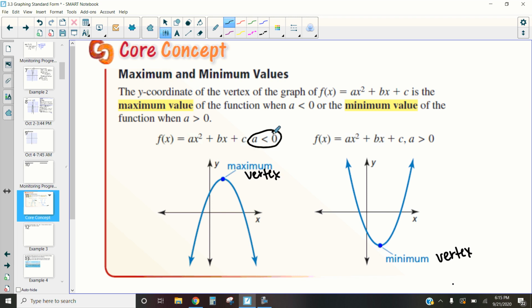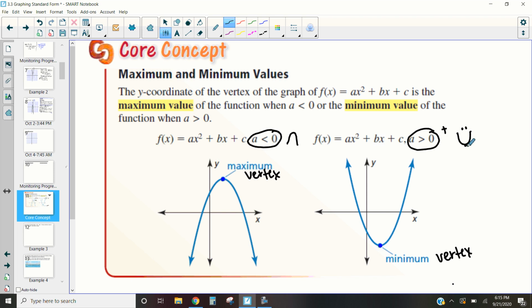If a is less than 0, if a is negative, remember our quadratic is going to open down, kind of like a frowny face. And when it's negative, that means we have a maximum. It's going to be the highest point that we have. When a is greater than 0, or positive, our quadratic is going to look kind of like a smiley face, and we have a minimum or a bottom point there.